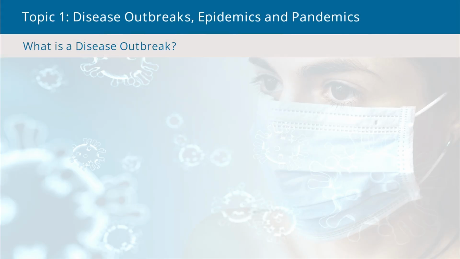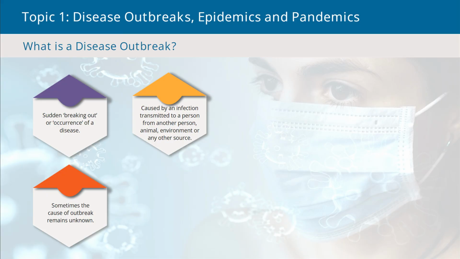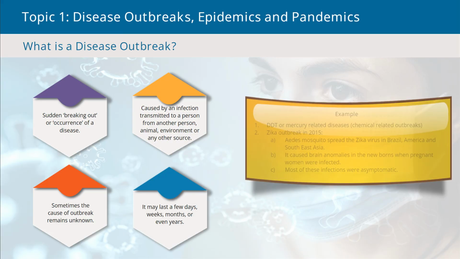What is a disease outbreak? Disease outbreak specifically refers to a sudden occurrence and exponential rise of a disease. Disease outbreak is often caused by an infection which is transmitted to a person from another person, animal, environment, or any other source. However, there are times when the cause of outbreak remains unknown. May last a few days, weeks, months, or even years. DDT or mercury-related diseases are examples of chemical-related outbreaks.